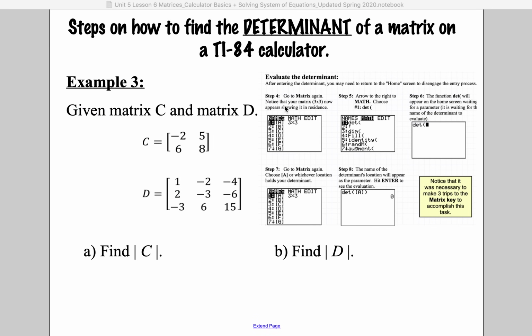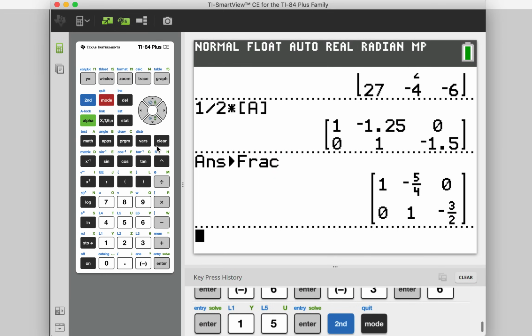Now, in order to find the determinant, what we're going to do is go to matrix again. Okay, so we're going to go second matrix. Then we're going to go over to math, and then you guys should see DET. That is your determinant. Okay, we're going to hit enter. Then from there, we will go and grab the matrix we want to find the determinant of. I'm going to clear this out to make my screen a little bit cleaner.